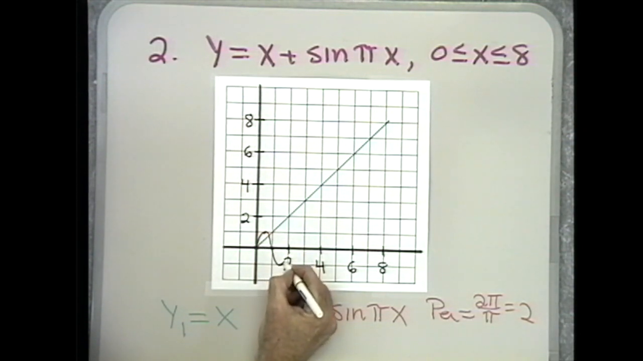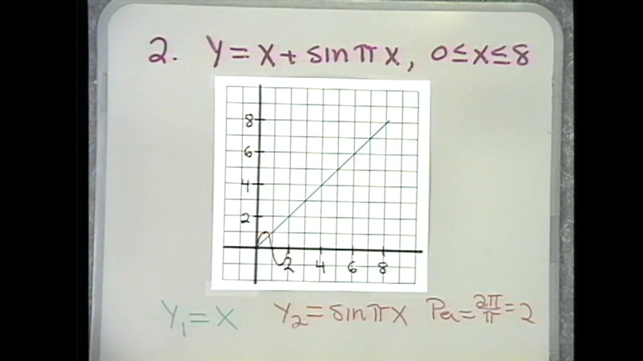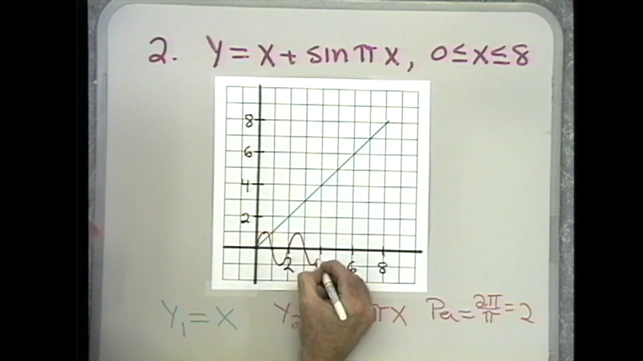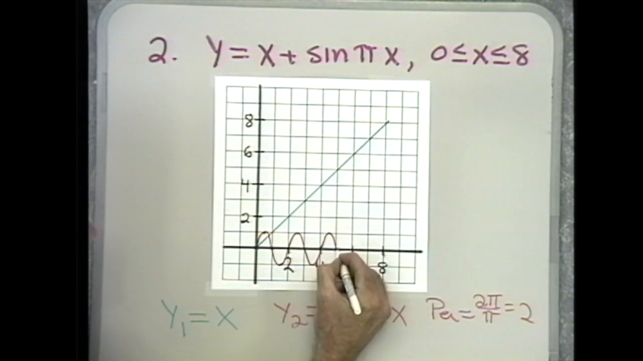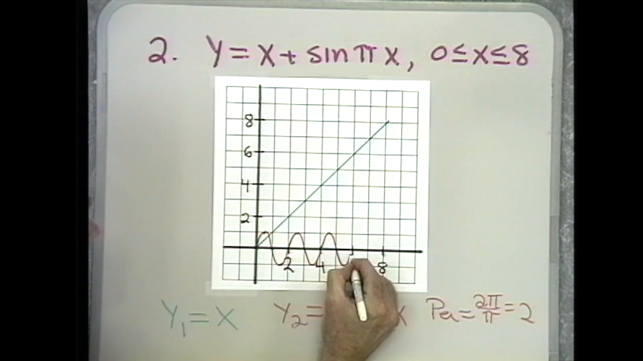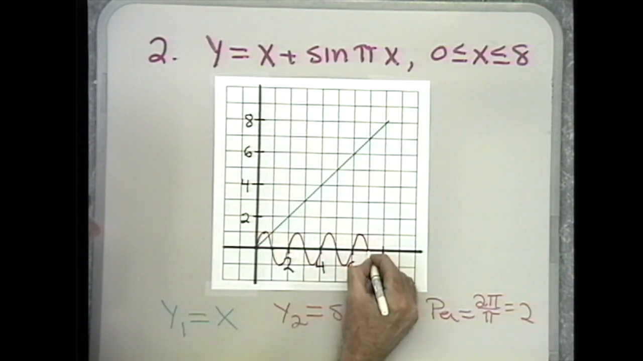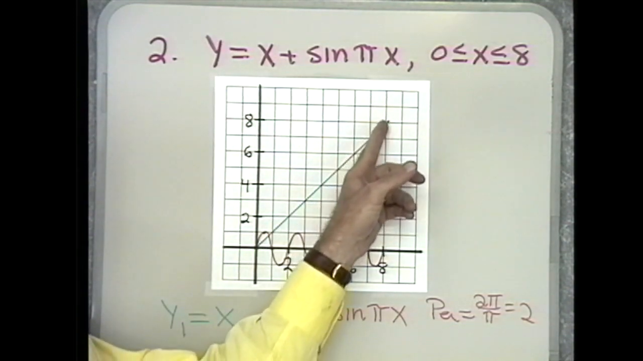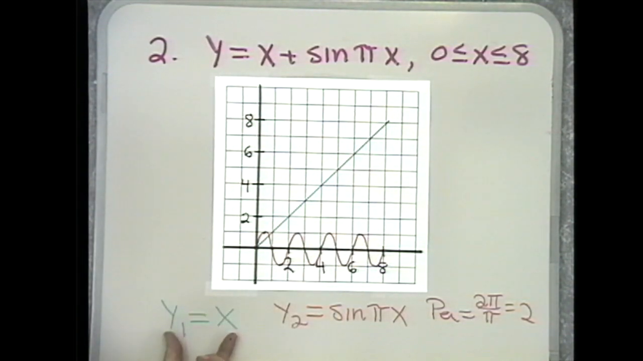So let me see if I can draw that in. Now it's going to continue in that same manner between 2 and 4, 4 and 6, 6 and 8. I'll try to do this nice and neatly. I hope it's not too small that you'll be able to see it. And one more time, and there we have it. How does that look? Okay, that looks good. So my graph that goes along here is the graph of y2 equals sine pi x. This straight line is the graph of y1 is equal to x.